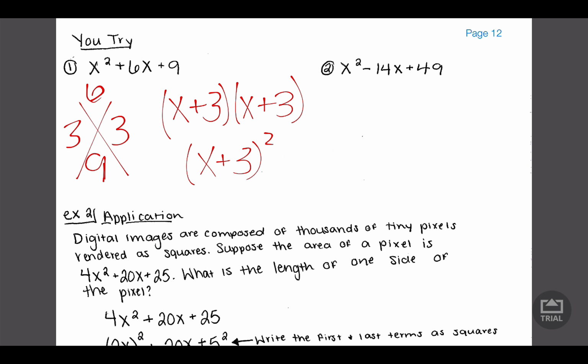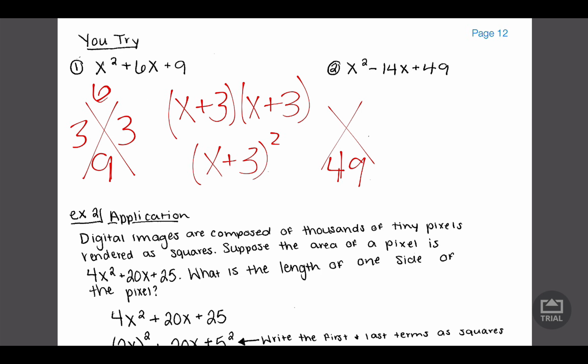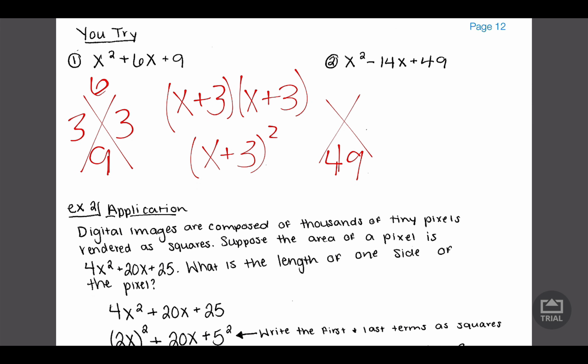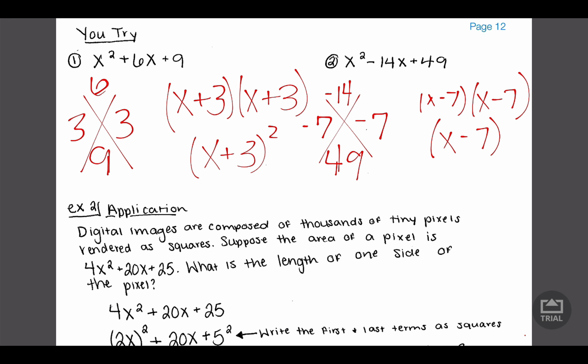Alright, then the next one, 49 on the bottom, negative 14 on the top. Remember to keep the signs. And since it's a negative 14, we know that it might have to be negative 7 and negative 7, because that is going to equal 49, but add together to get negative 14. So we'll have x minus 7 and x minus 7, which can be written as x minus 7 squared.